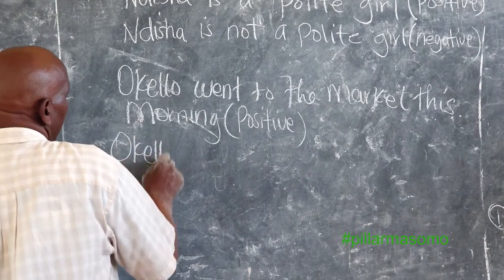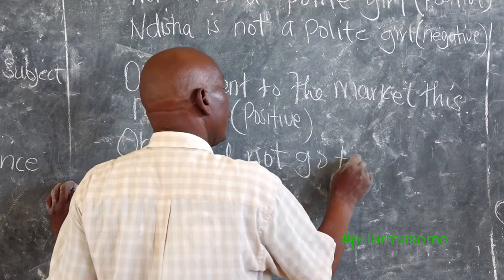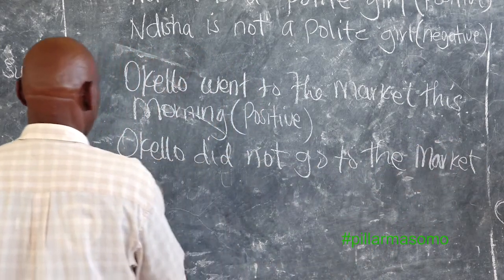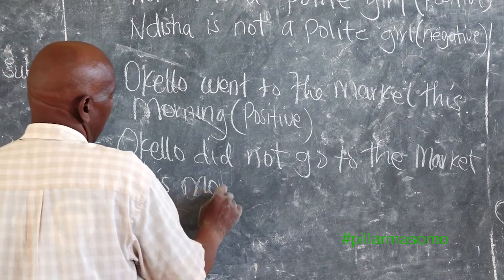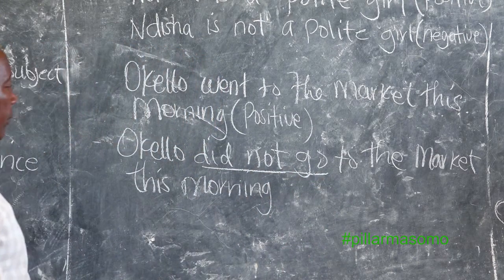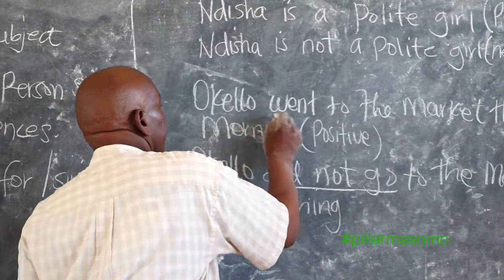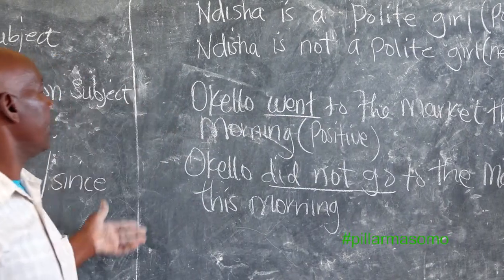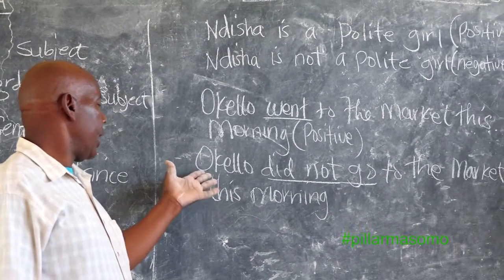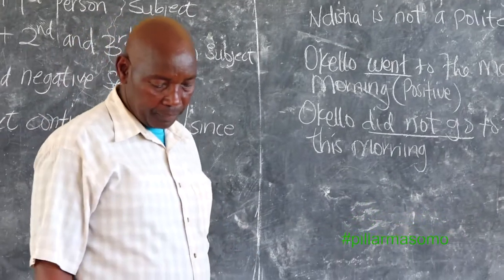Okero did not go to the market this morning. Good. Did not go. So, we have seen that he went. This person went to the market. And the negative is telling us this person did not go. He stayed without going.